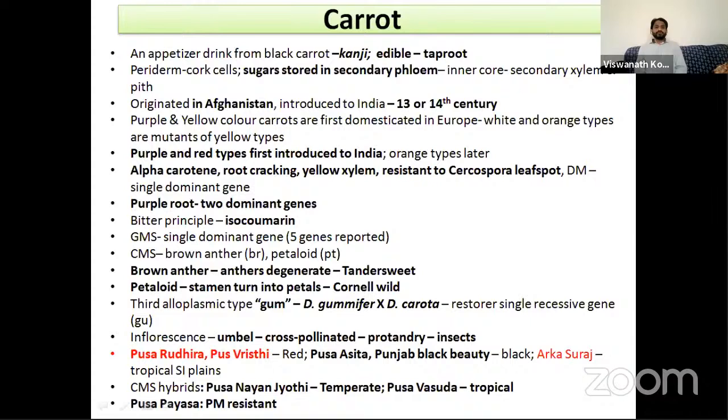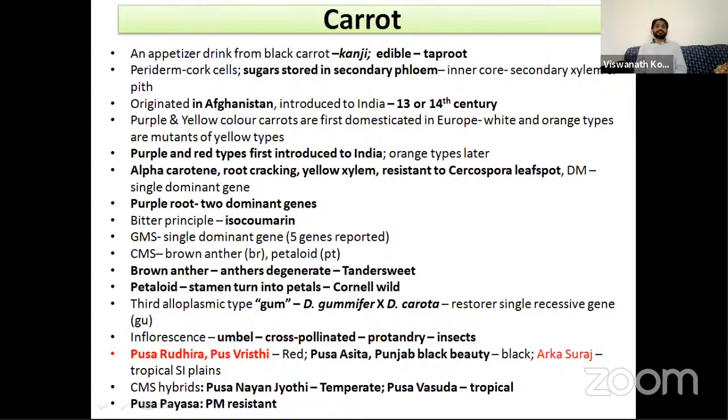Sometimes we can feel the carrot root is bitter. The bitter principle in the carrot is due to the presence of isocoumarin. There are two types of cytoplasmic male sterility systems in carrot. One is the brown anther type, another one is the petaloid type. In the brown anther type, the anthers degenerate. The anthers will not develop, they degenerate so that male sterility will operate.